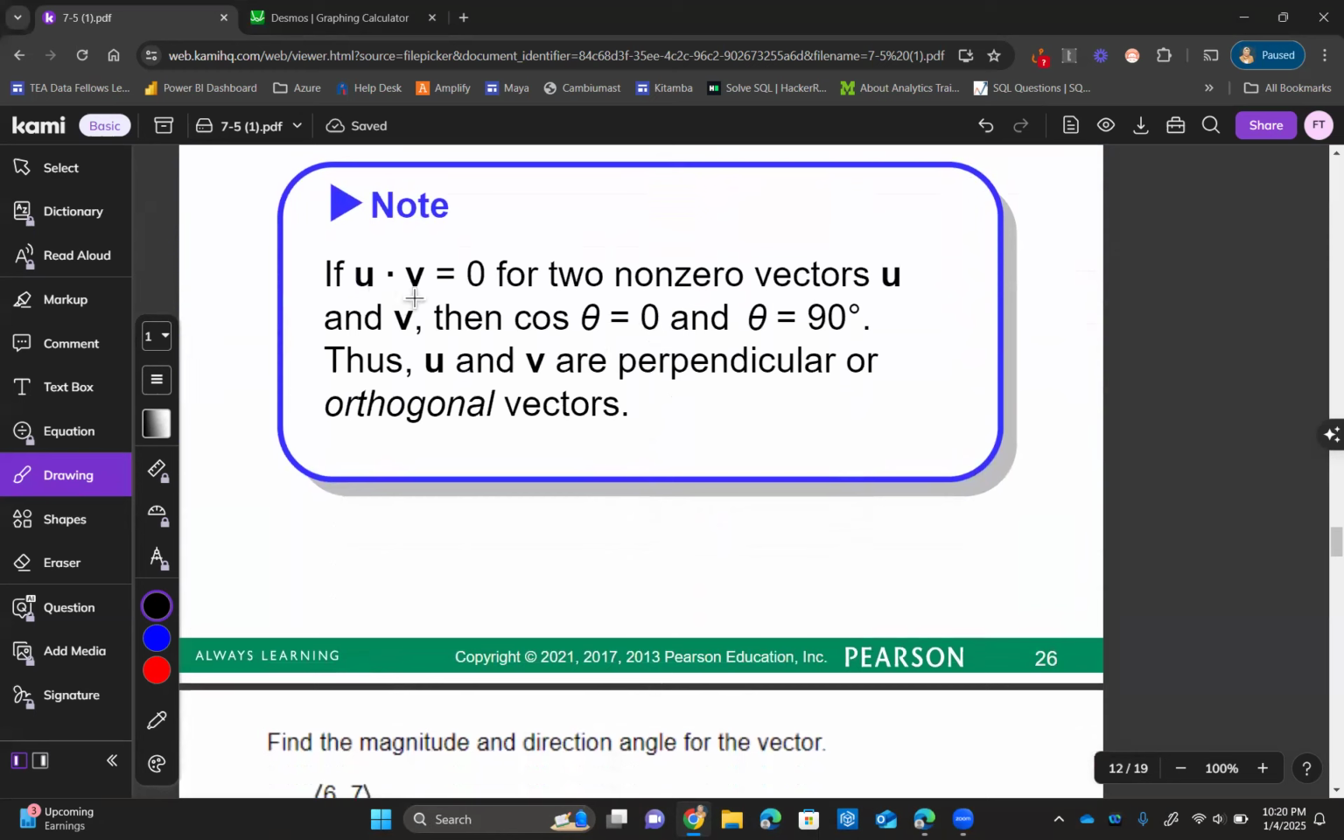So this is what I mean. When you do the dot product between two vectors, u times v, if their dot product is equal to 0, then cosine of theta is 0 and theta is 90 degrees. Therefore, these two vectors are perpendicular to each other, or they simply call them orthogonal vectors.